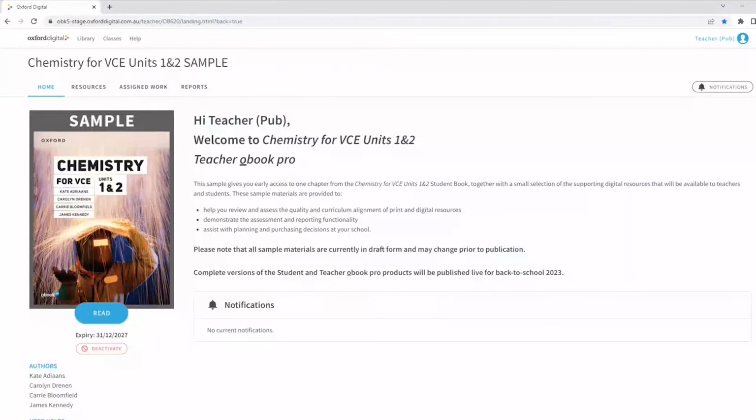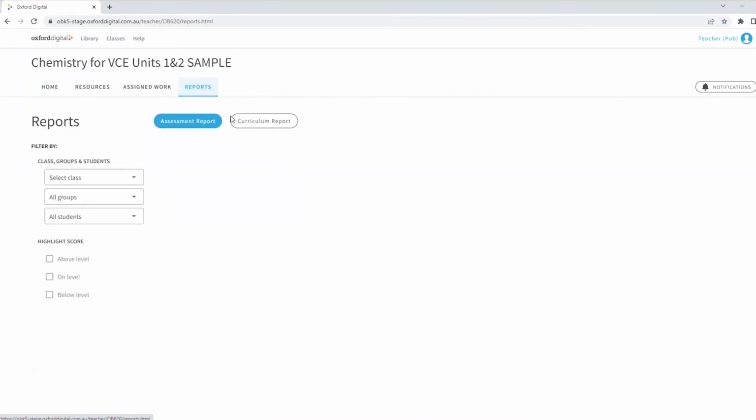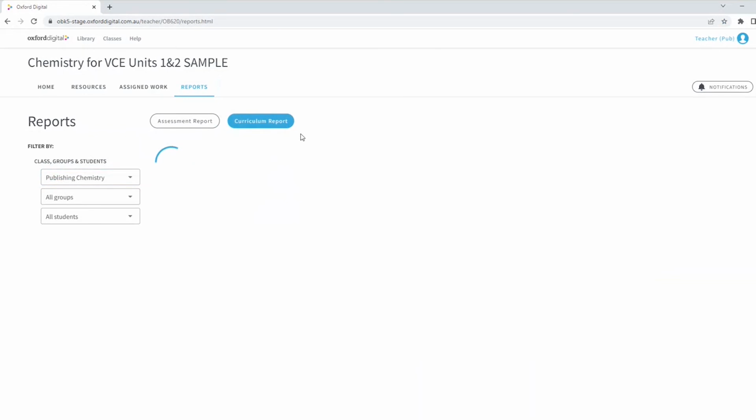So hopefully you can see my screen there. Is that okay? Yep, perfect. So for the tracking progress, we've got this reports tab within the Oxford Digital Platform. And what you can see from there is if you select your class, you can access these curriculum reports. And once it loads, we'll see.